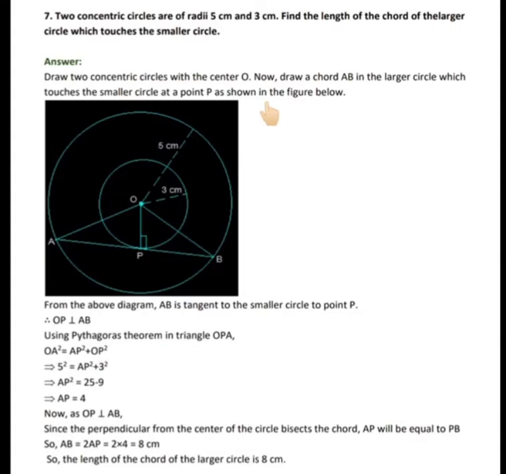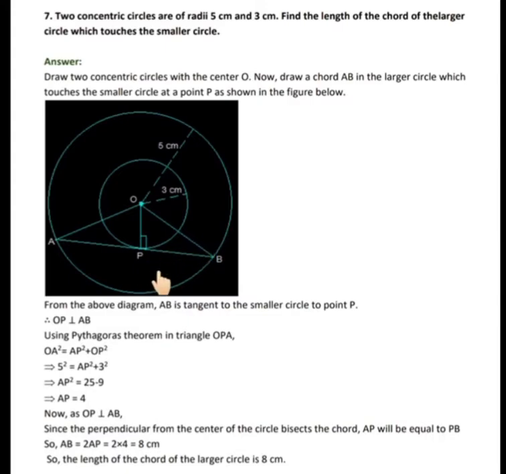Now draw a chord AB in the larger circle which touches the smaller circle at point P, as shown in the figure below. Because we have to draw the figure on our own, we'll draw any chord and name it AB, which touches the inner circle, or smaller circle, at some point, let us say P. Now from the above diagram we can clearly see that AB is the chord of the bigger circle, or outer circle, and at the same time AB is a tangent to the inner circle, or smaller circle.